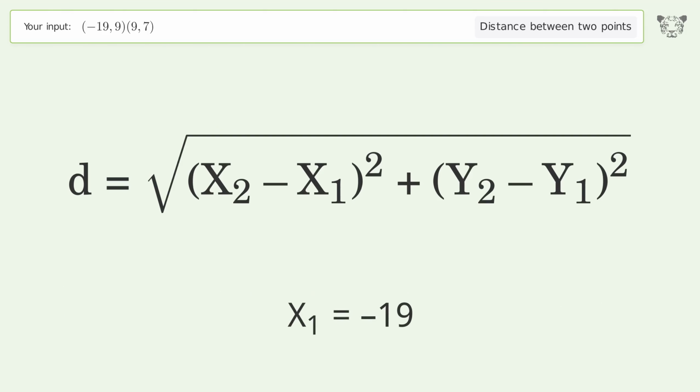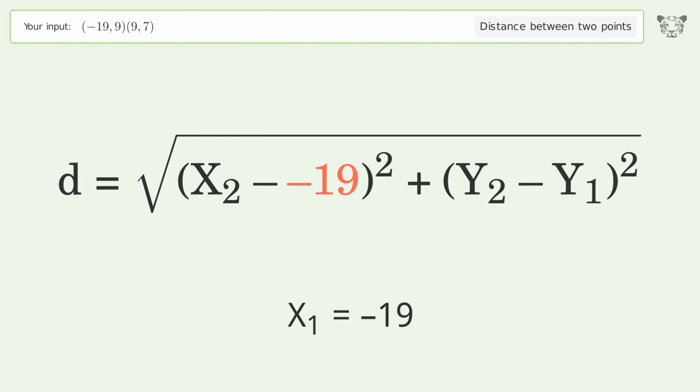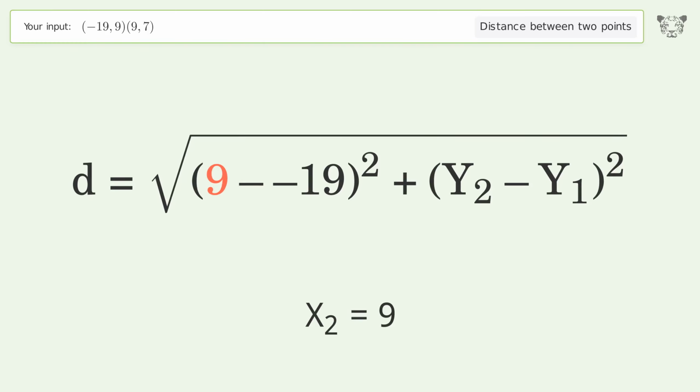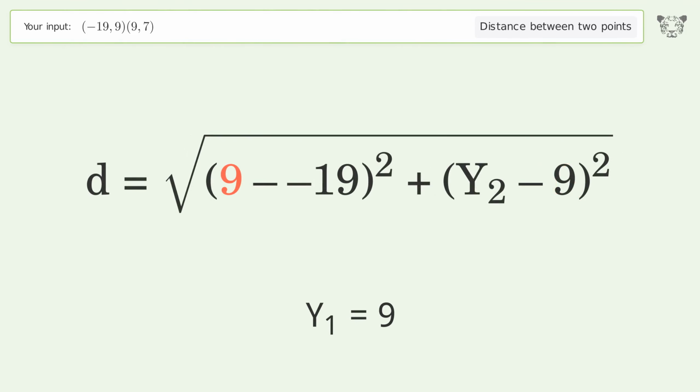x1 equals -19. x2 equals 9. y1 equals 9. y2 equals 7.